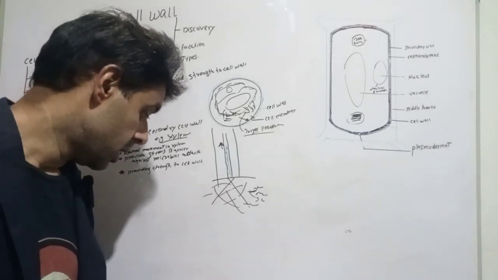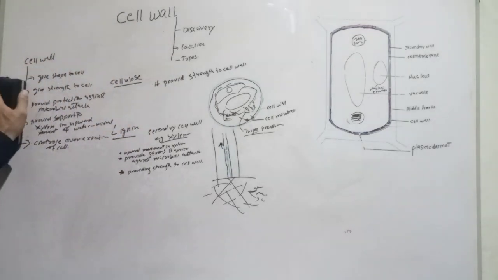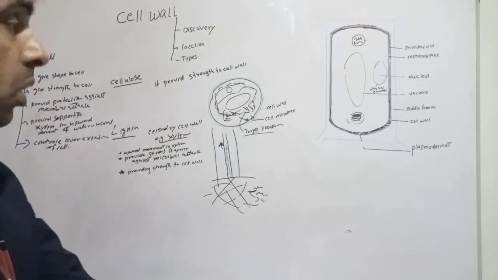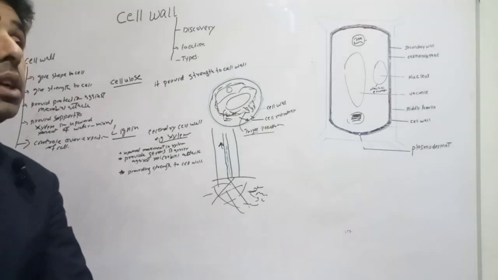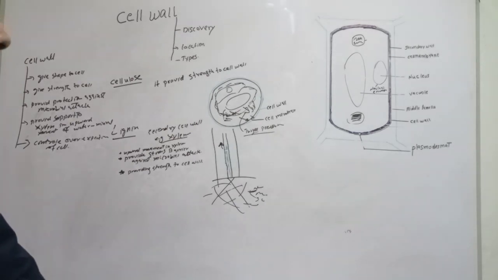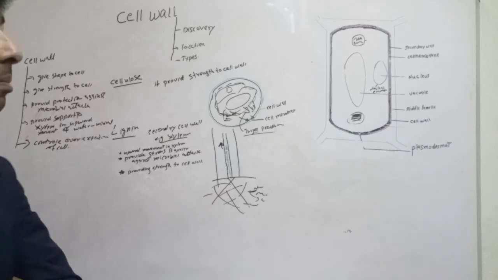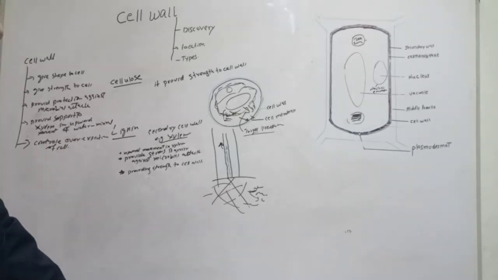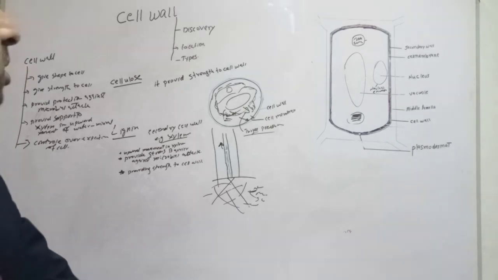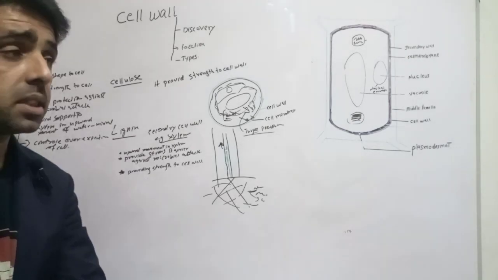Now let me summarize it. Now, what is the cell wall? Discovery. The cell wall was discovered by Robert Hooke in 1665. It was discovered earlier than the protoplasm. How or where is it located? It is located after, meaning lying after, the cell membrane, and its composition we will discuss further. And the next one is its thickness. Its thickness varies. Different plants actually have different thickness.